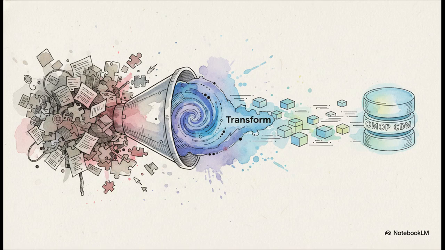That journey has a name. It's called the ETL process. It stands for extract, transform, and load. Basically, you extract the raw data, you transform it into the OMOP format, and then you load it into the new, clean database. It's the behind-the-scenes work that makes everything else possible.